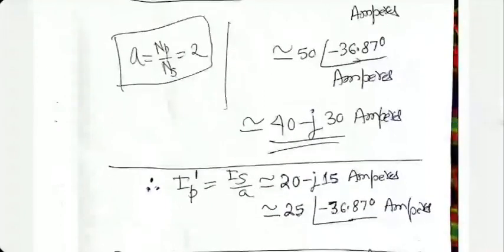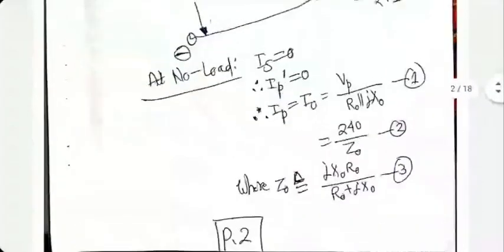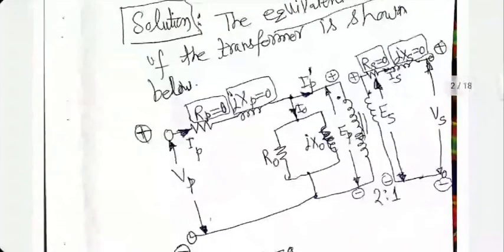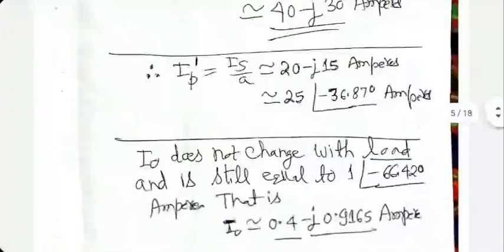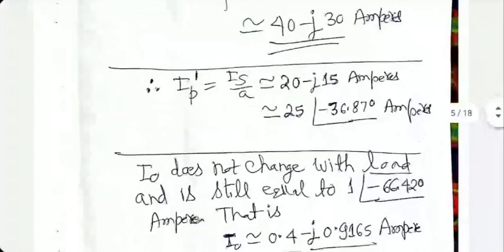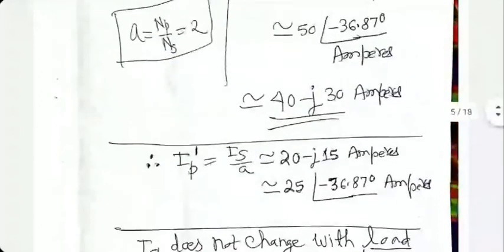Primary current will be IS divided by a. It's not primary current exactly. It is actually the current going into the primary after the core behavior has been included. IP prime is what we are calculating as IS divided by small a. Okay, so IP prime is 20 minus j15 amperes, which in the polar form becomes 25 amperes with minus 36.87 degree angle.